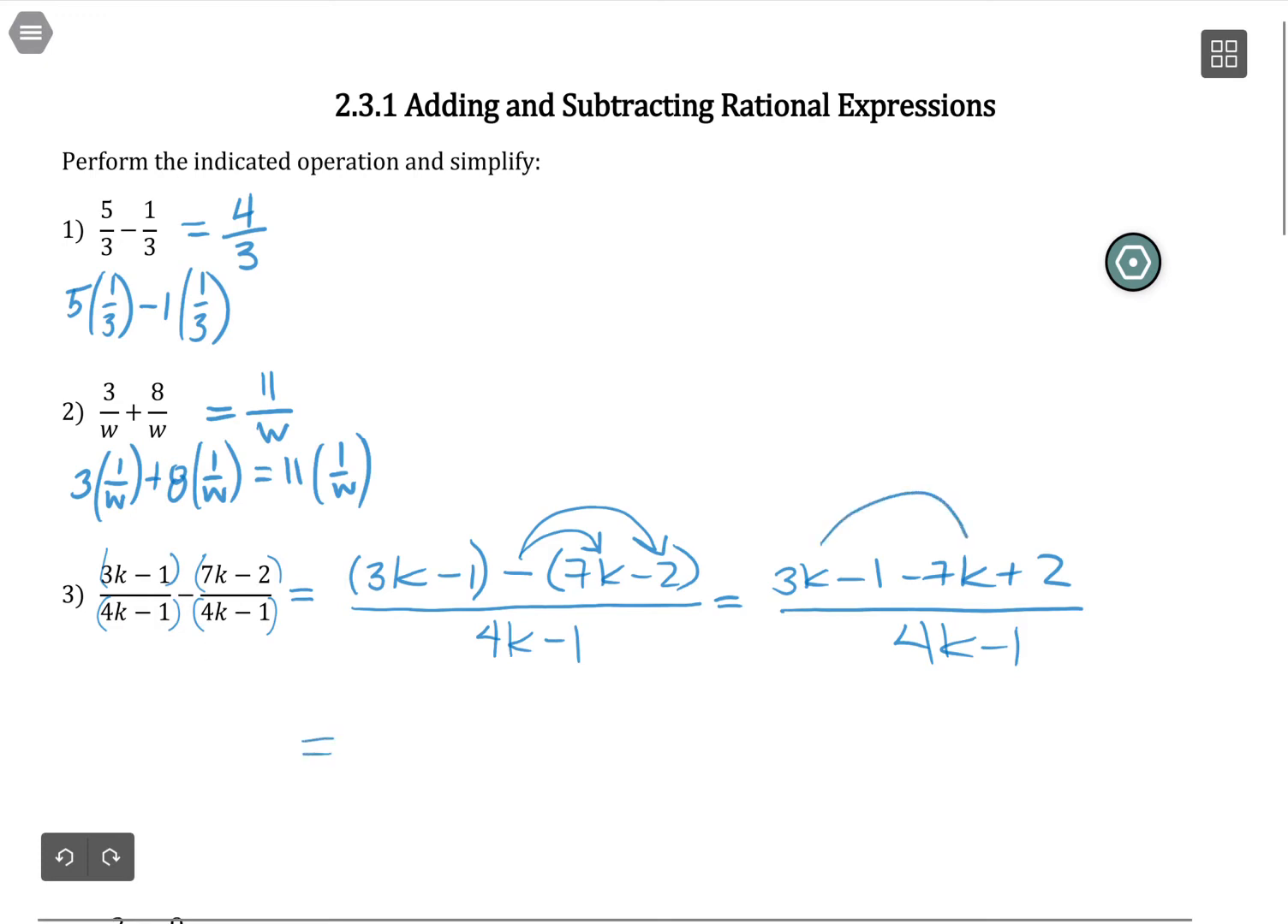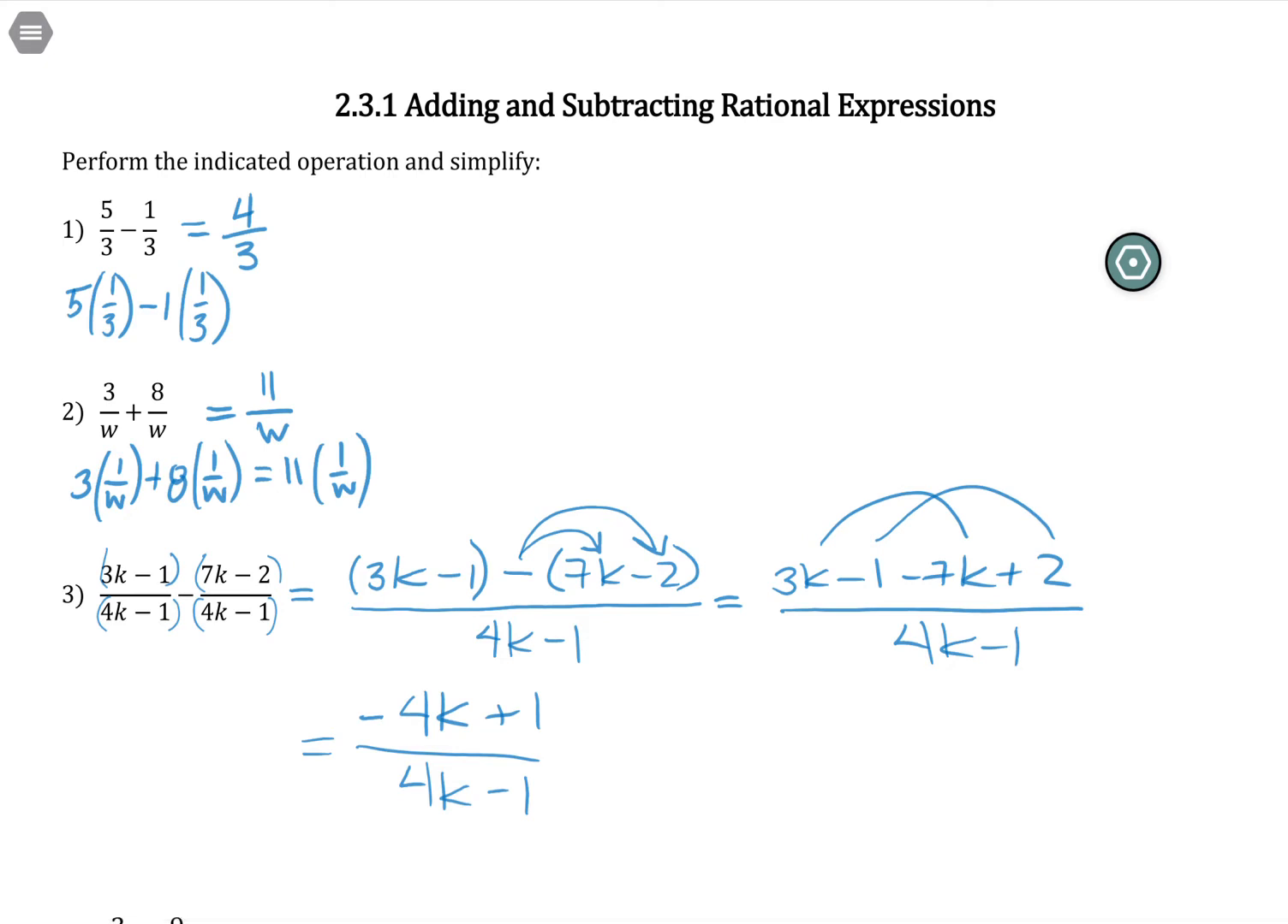3k minus 7k, so even in the top I get back to my like terms. I have 3k's, I take 7 of them away, I have a negative 4k. Negative 1 plus 2 is 1. Ooh, I think I like what I'm seeing. And we're out of like terms, so the question now would just be, can we simplify? And as it is, it's tempting to cancel out 4k's, cross out 4k's, or cross out 1's, but remember that canceling would be saying I'm dividing them out, and dividing isn't the inverse operation for addition or subtraction.